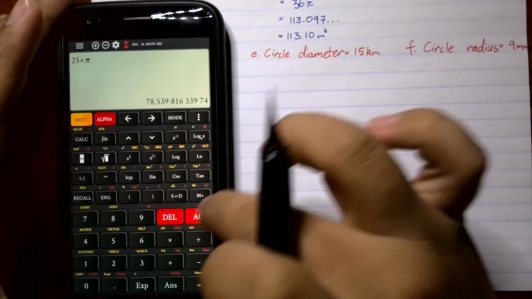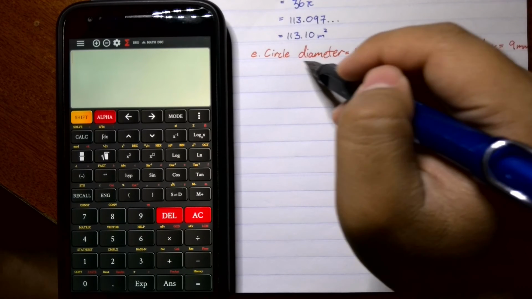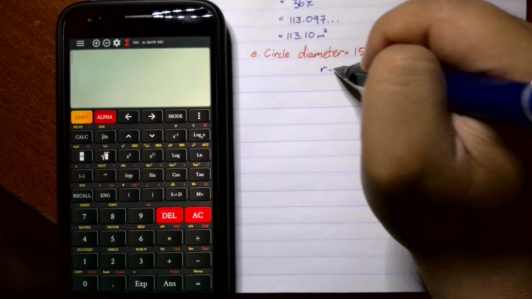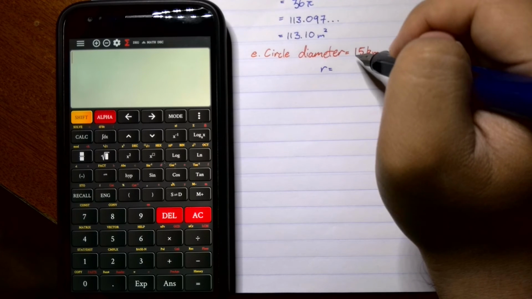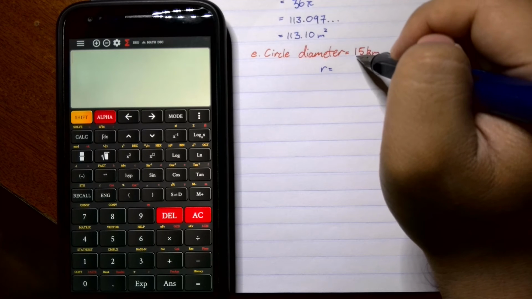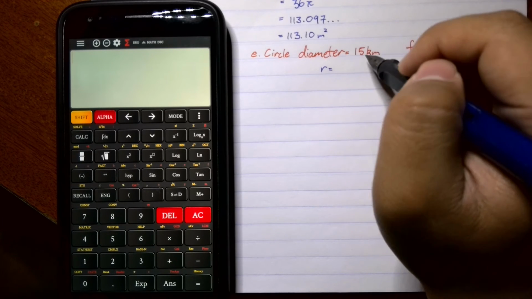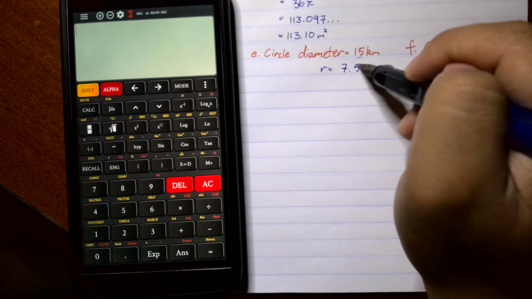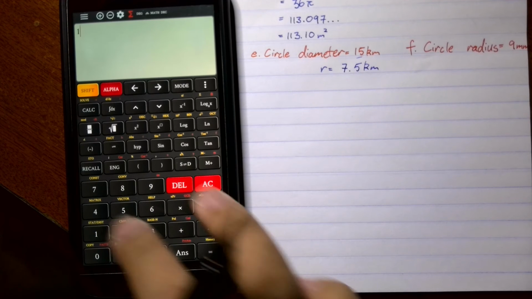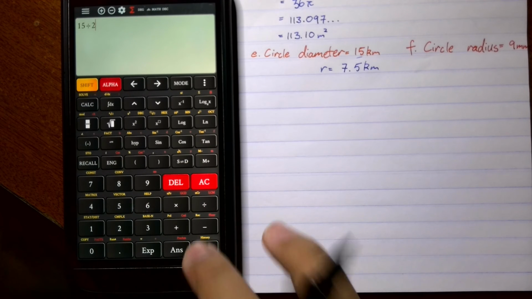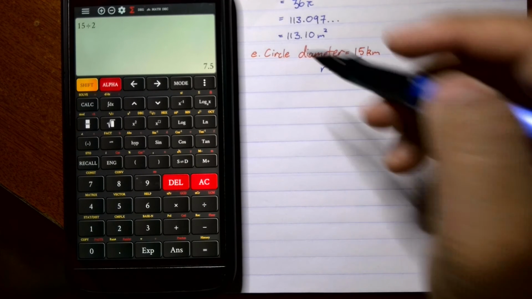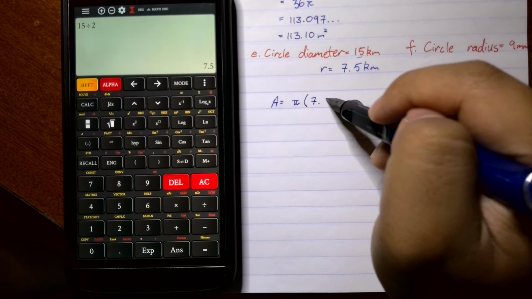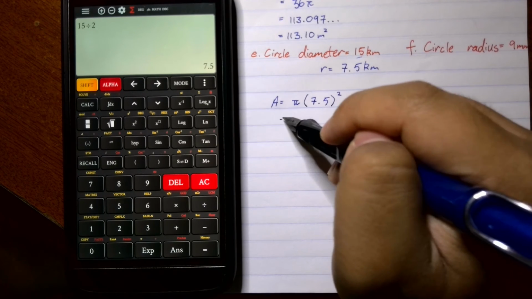A few more here. Once again, we're told the diameter this time, but because it's a diameter, we need to find the radius. So the diameter is twice the radius. In order to find the radius from this value, we need to halve 15. You can do that in your head. So we get 7.5 kilometers. In case you don't know that, 15 divided by 2 gives us 7.5. So area equals pi times 7.5 squared.